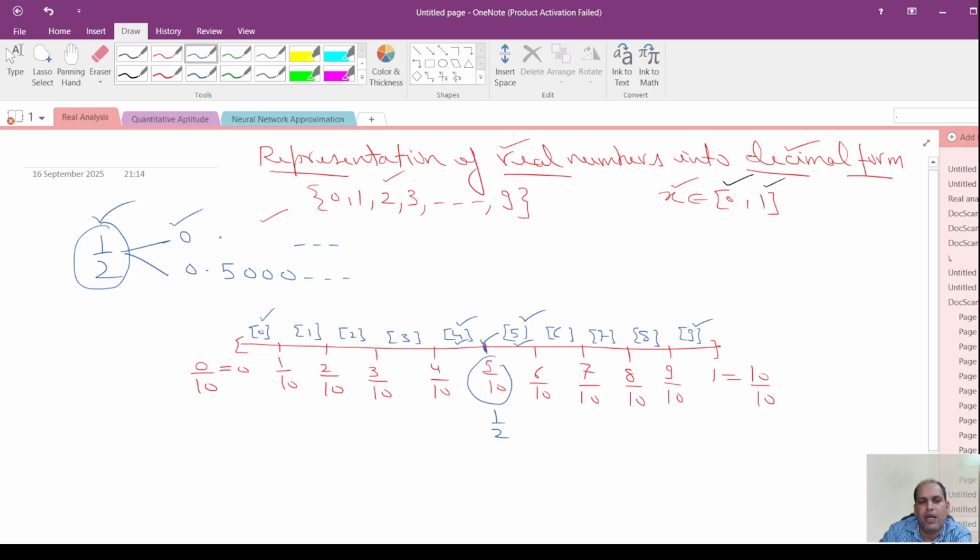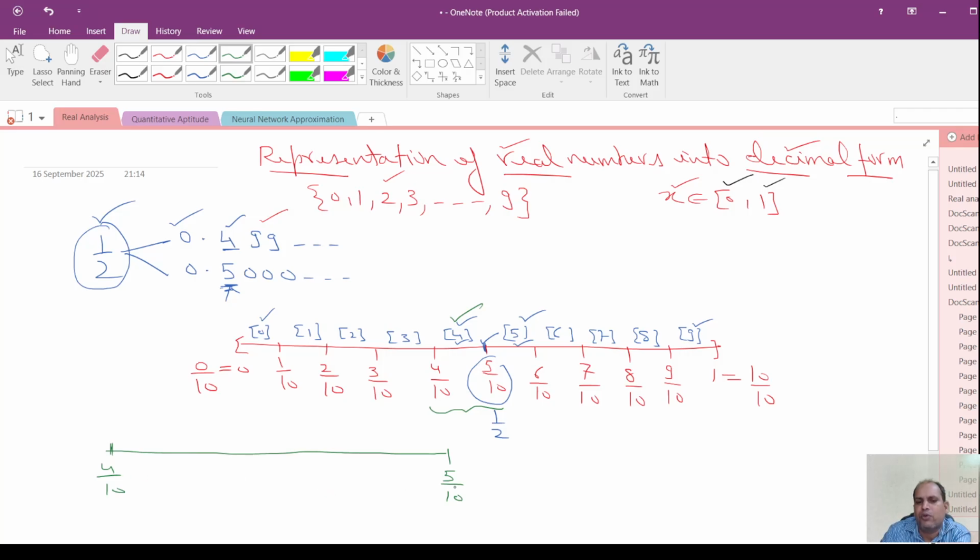This is the reason why at the first place we have 4 here. If we choose the interval 4 by 10 to 5 by 10, the first digit is 4, and if we choose the second one, labeled 5, from 5 by 10 to 6 by 10, then the first digit is 5. Now, let us take this one, 4, and again divide it into 10 equal parts. I have taken the interval from 4 by 10 to 5 by 10, and let us draw it here.